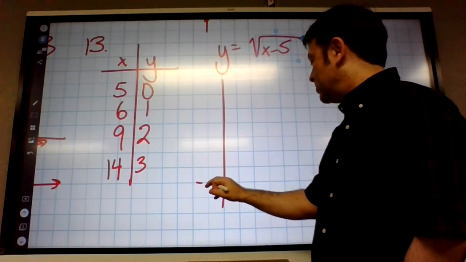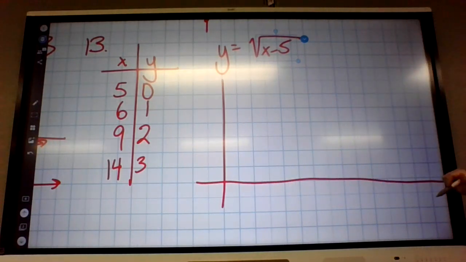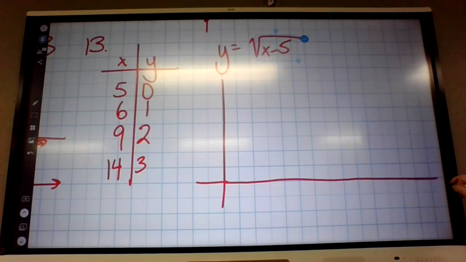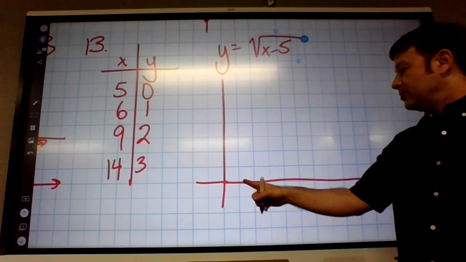So we need to make our, oh, ugly. Focus, I gotta focus. That's good enough. Alright. I need to make my x-axis really long. It starts at 5, 0, 1, 2.